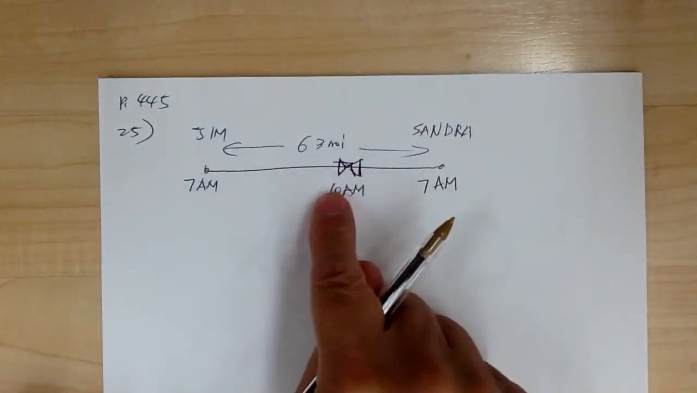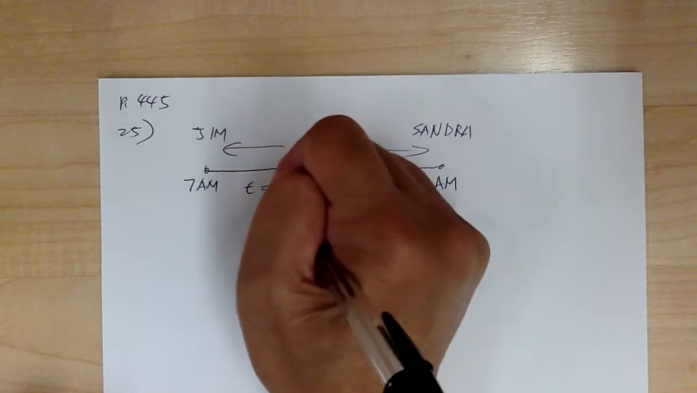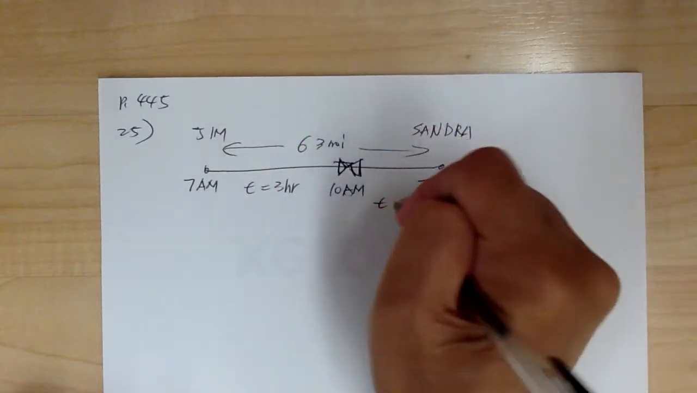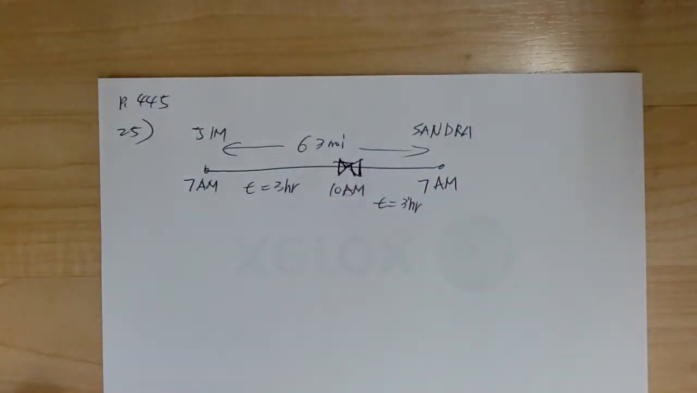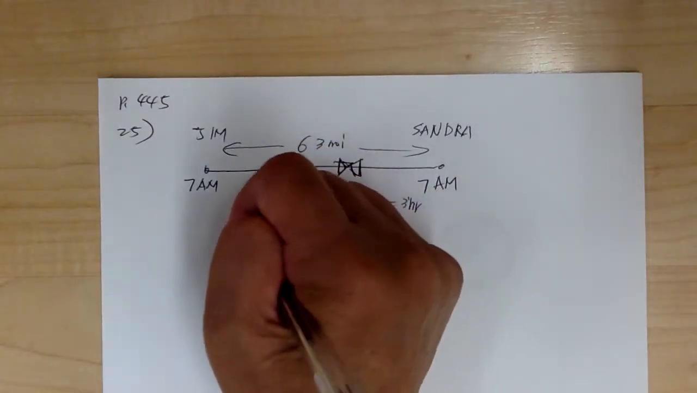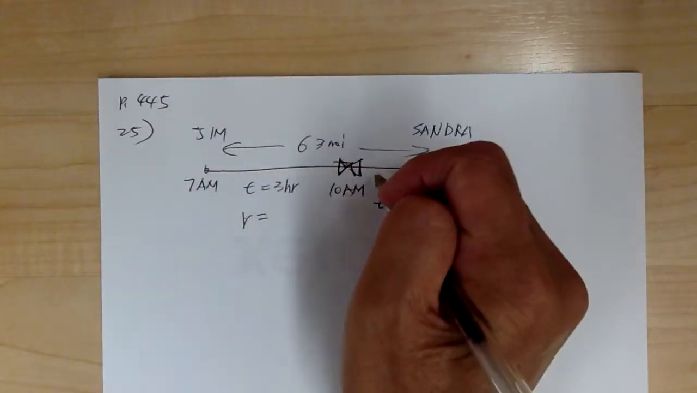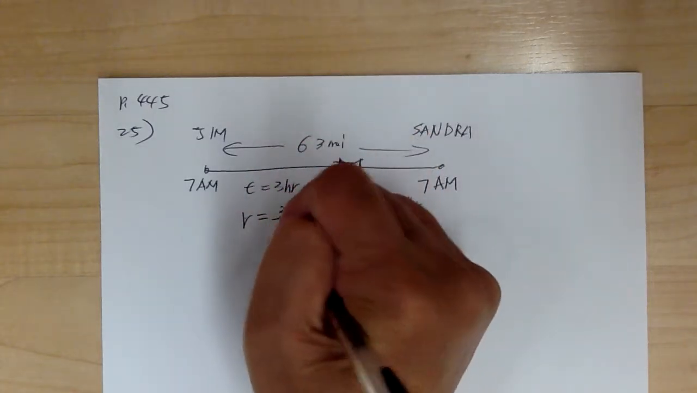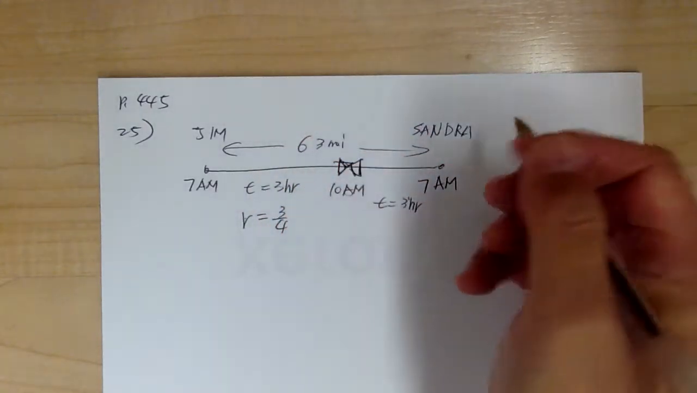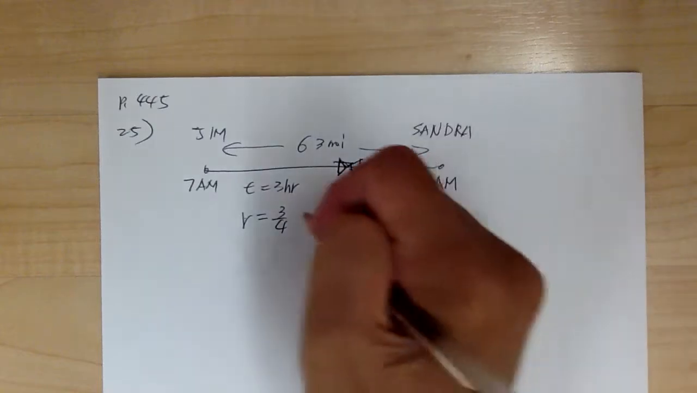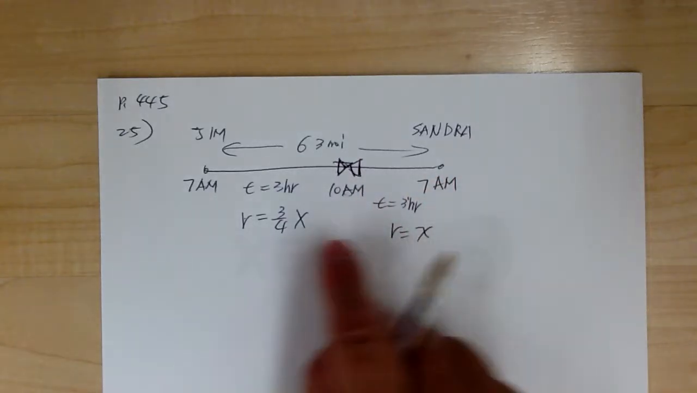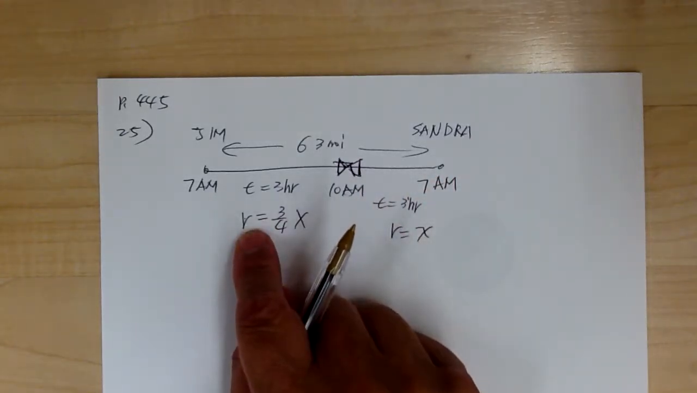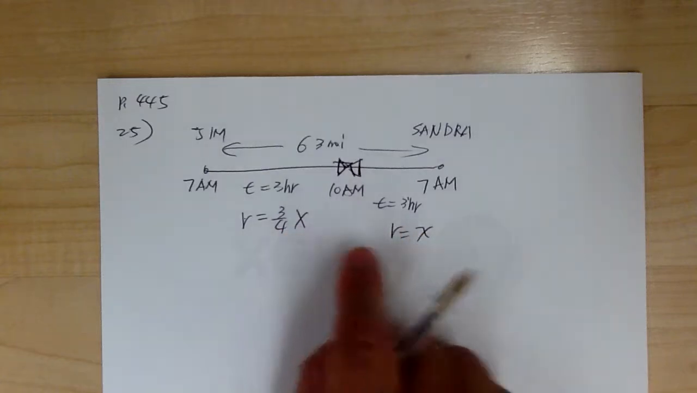So from here you can see that this is going to be t equal to 3 hours here and t equal to 3 hours here. Okay. And then after that, I can continue. It says if Jim's average speed, so R equal to 3/4 of Sandra's speed. So I'm going to make R equal to x, and so this will be 3/4 x, right? So again, second person would be the x. So Jim's average speed was 3/4 of Sandra's speed.